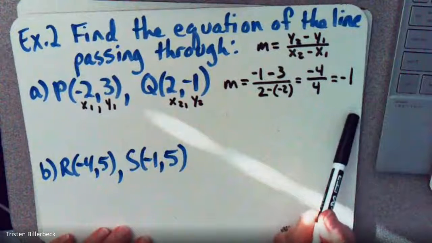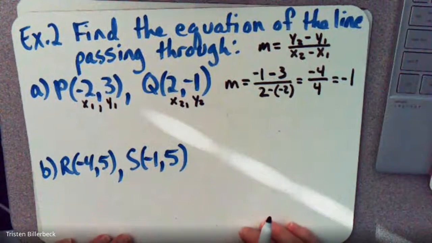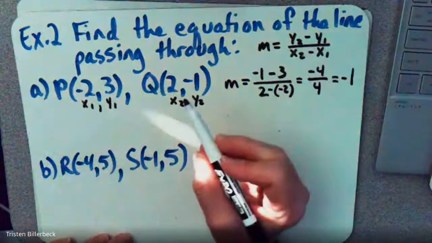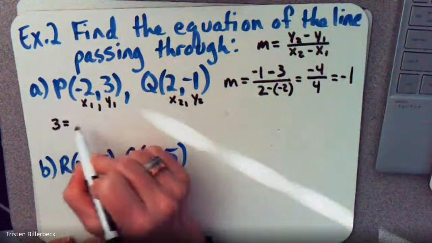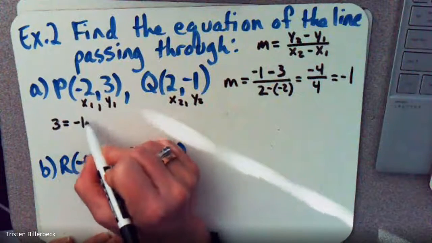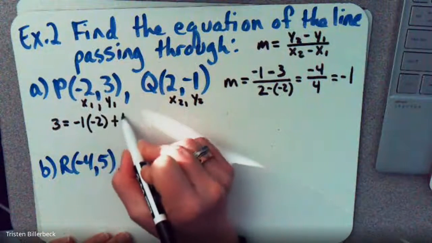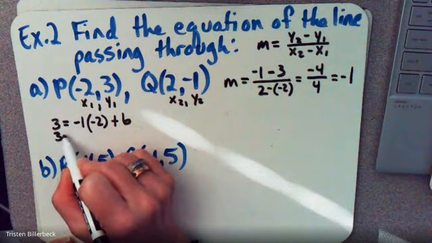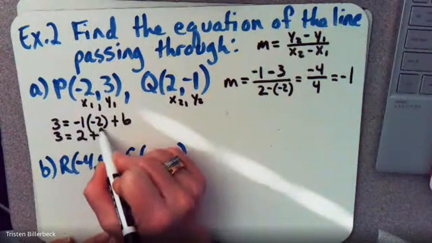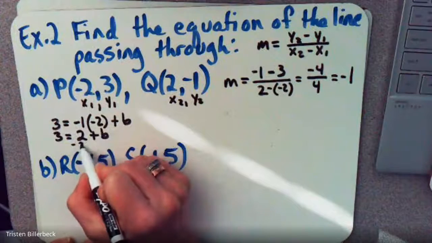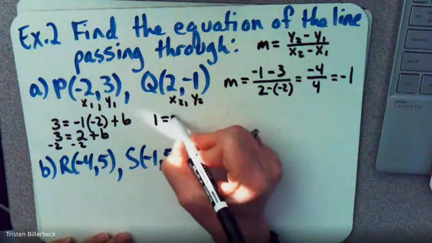Now that I have the slope, I can just pick either one of these points to solve for the equation. So I'm going to use this one, so I'm going to say 3 equals, the slope is -1, my x is -2 for this point, plus b. So this is 3 equals a -1 times -2 is +2 plus b. I subtract the 2 from both sides, and I get 1 equals b.